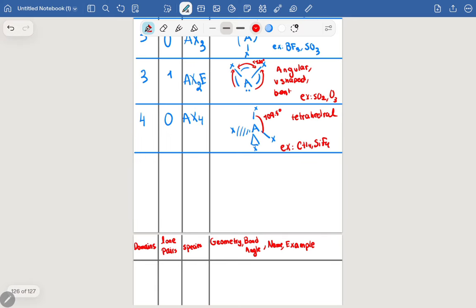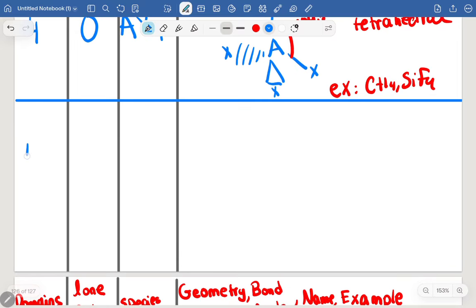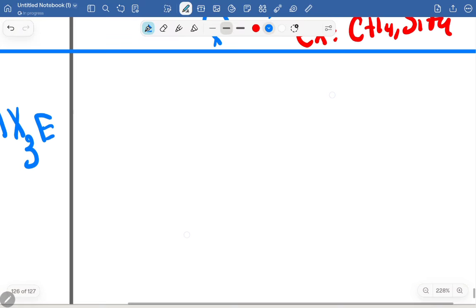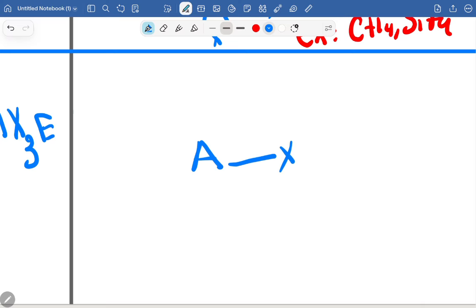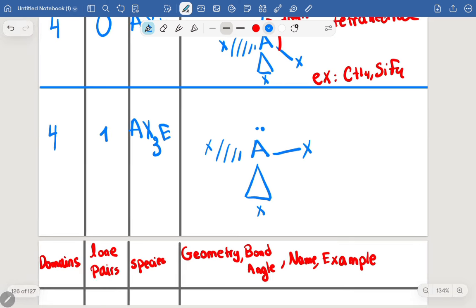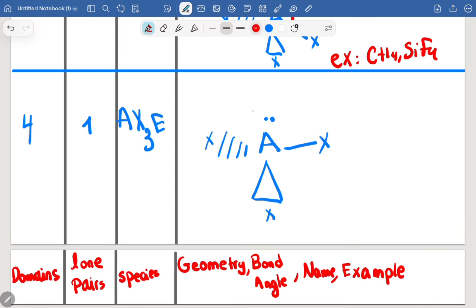Now, for this one, I'm gonna use up the whole space. This is 4 electron domains. We're gonna have 1 lone pair, and it's gonna be AX3E. In this scenario, look what we're gonna have. We're gonna have our central atom A, right? Now, the only difference is that we're gonna have X in the plane, X in front of the plane, and X behind the plane. Now, the only difference in this scenario is that we're gonna have a lone pair. Now, what happens? This lone pair is gonna push the bonds farther. So the angle between the lone pair and the bonds is greater than the angle between the bonds themselves.